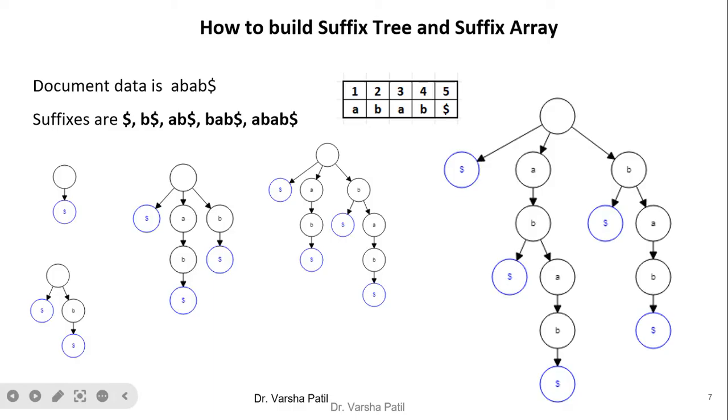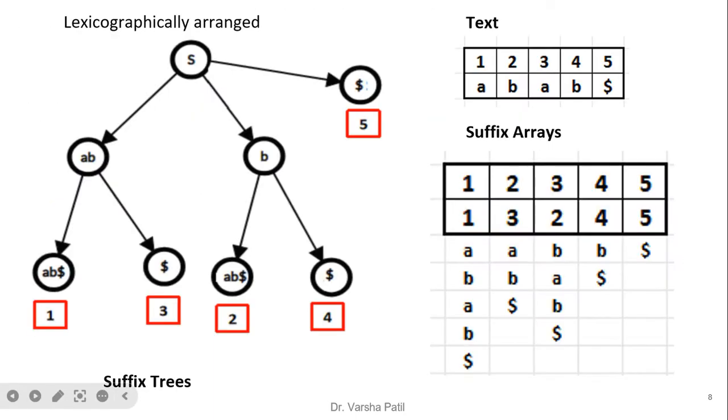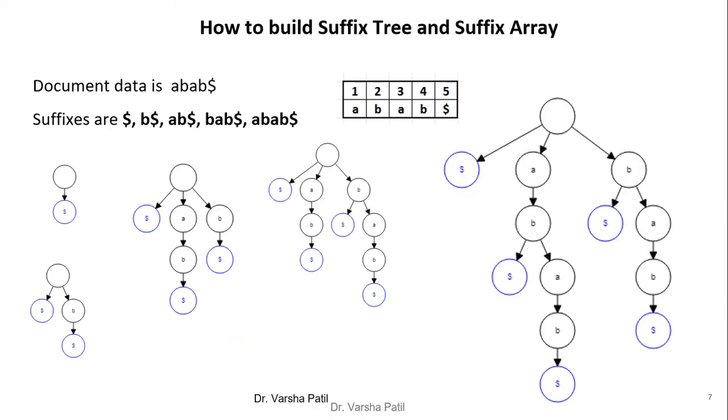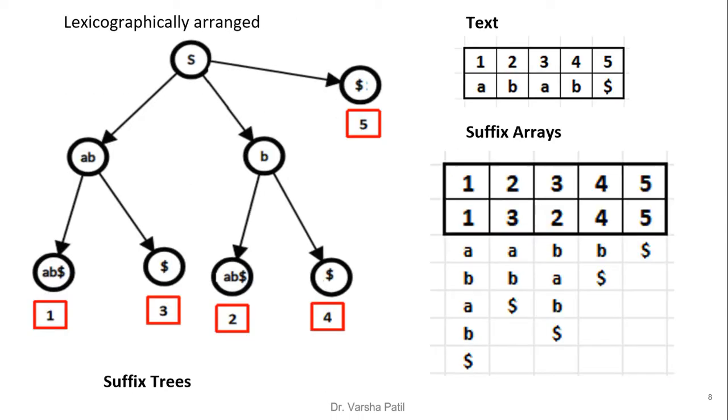Now this is the resultant tree, which is arranged in ascending order. This tree is the same as the previous one, only the paths are compacted and they are lexicographically arranged, that is, in ascending order. Now for this tree it is AB, AB, then AB dollar, then B, the path starting with B, BAB, then B dollar, and finally dollar. So in this way the tree is arranged in lexicographical order.